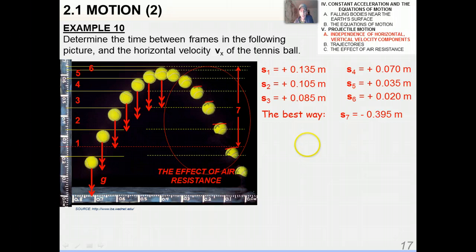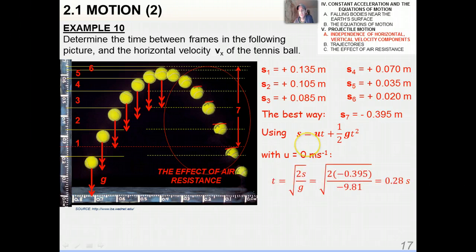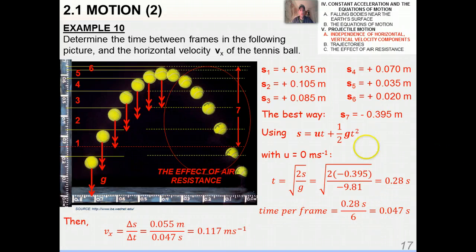I'm going to consider a big interval, S7, and I'm using the second equation of motion, and I solve for t using this distance right here, which is negative 0.395 meters according to my scale, and I get 0.28 seconds between the top of its trajectory and this spot right here. Now, because that encompasses 6 time frames, I'm going to divide that total time by the number of time frames to get the actual velocity, the horizontal velocity of the tennis ball.